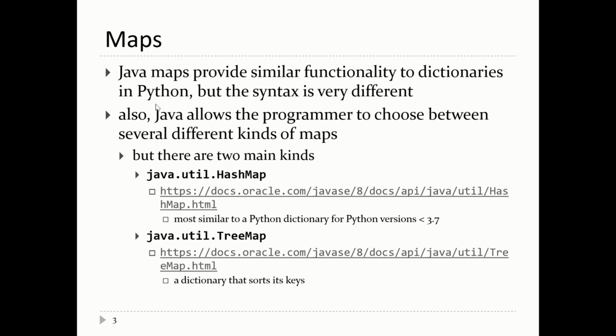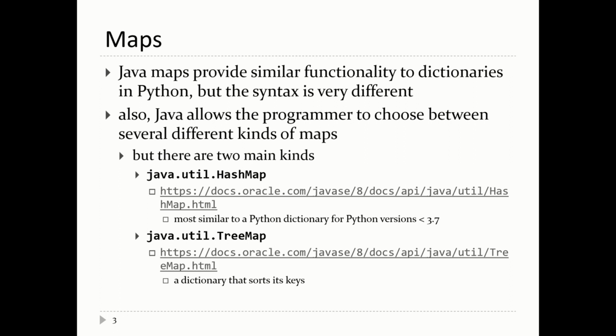A map provides functionality to what's called a dictionary in Python. In Java, there's something called a map. You get to choose which type of map you want to use. There's something called hash map, and there's something called tree map. Hash map is the faster version of the map. Tree map is the slower version of the map.